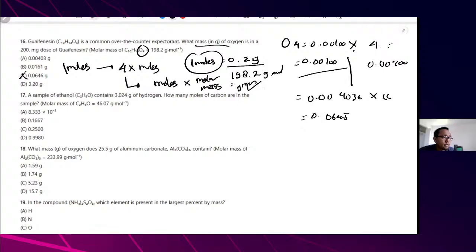Now we move on to number 17. A sample of ethanol contains this much hydrogen. How many moles of carbon are in the sample? This is the molar mass. So how many moles of carbon?